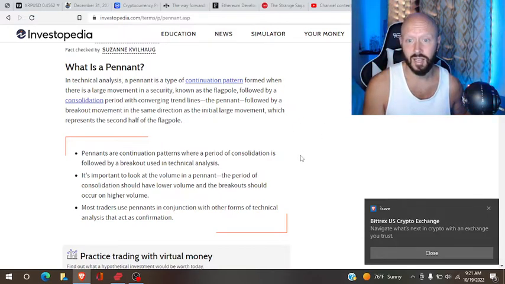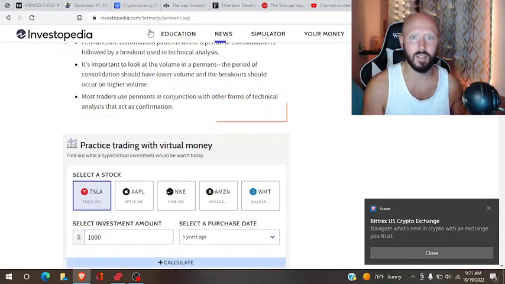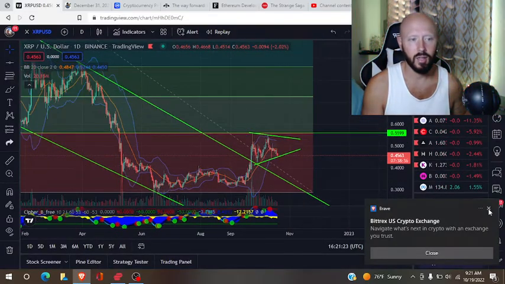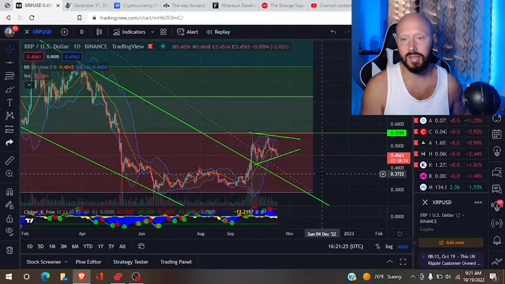It's important to look at the volume in a pennant. The period of consolidation should have lower volume than the breakout. Most traders use pennants in conjunction with other forms of technical analysis. You definitely want those coinciding indicators. Obviously, people can draw whatever they want on these things. It's not a science. TA is a probability.